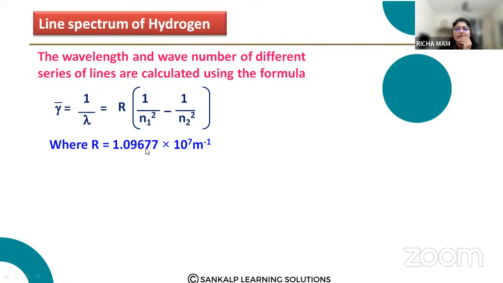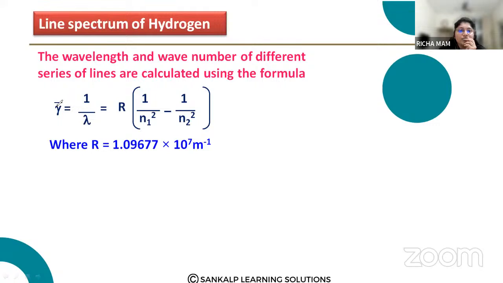So next is line spectrum. We have studied about the quantum numbers. So another important concept you are going to study in the theory is the line spectrum of hydrogen. So directly I am going to tell you the formula which has to be remembered. For the line spectrum of hydrogen, what is important is the wave number and the wavelength. We are going to calculate the different series of lines, and these different series of lines are given by this formula.